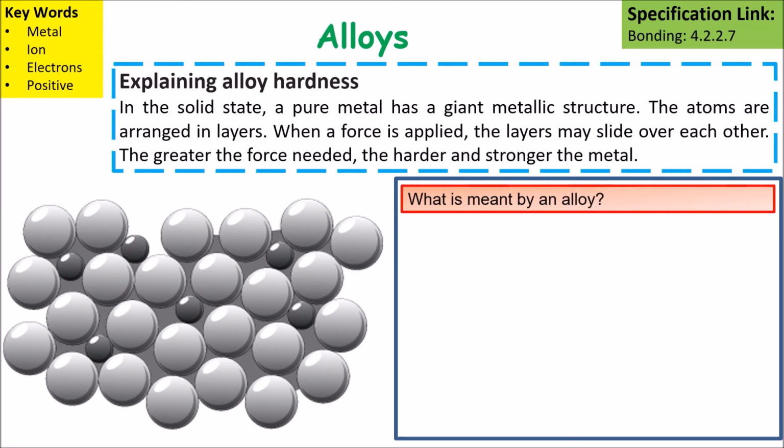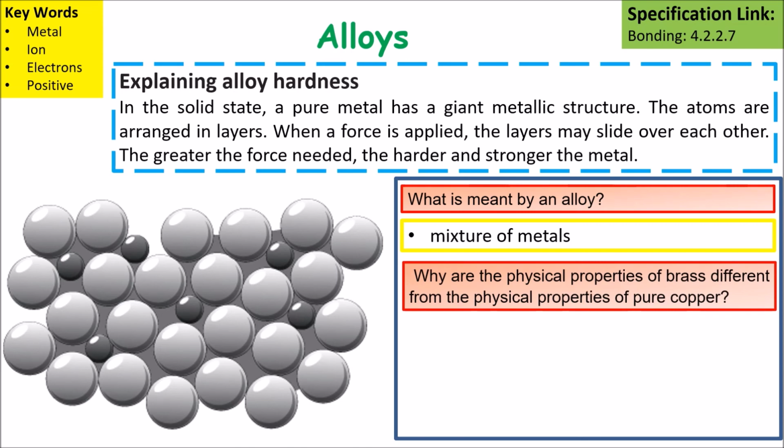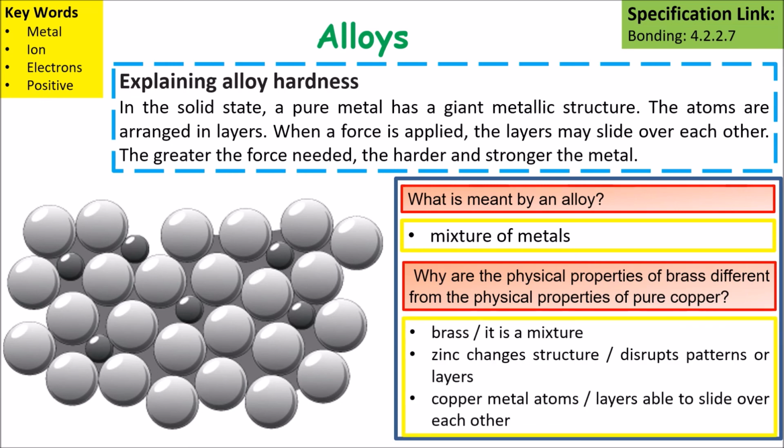If we think about what is meant by an alloy, it's just a mixture of metals. So why are the physical properties of brass different from the physical properties of pure copper? It's because brass is a mixture. Brass actually contains zinc, which changes the structure of it, so the copper metal ions can no longer slide over each other.